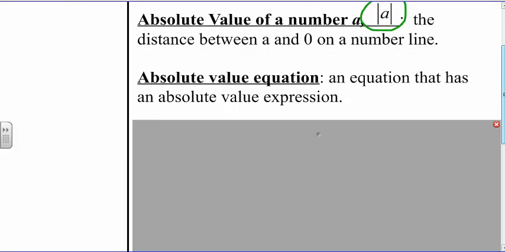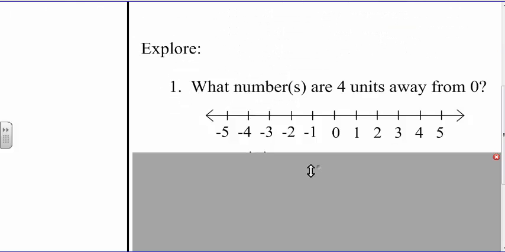Let's do a little exploring. What number or numbers are 4 units from 0? We're trying to explore what absolute value means. It's a distance from 0. So if you start at 0, and I go 1, 2, 3, 4 to the right, 4 is 4 units away from 0. But we could also go 4 units to the left. 1, 2, 3, 4. Negative 4 is also 4 units away from 0.